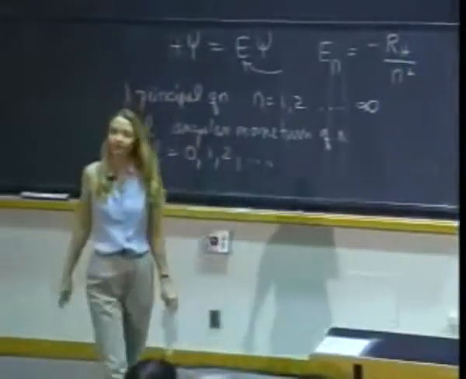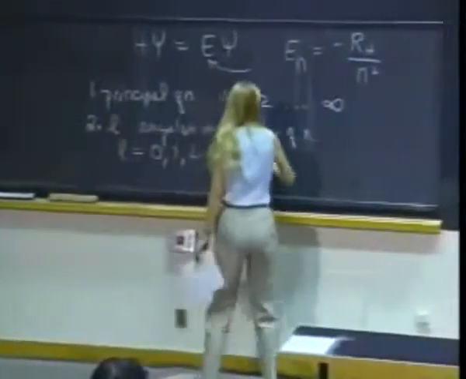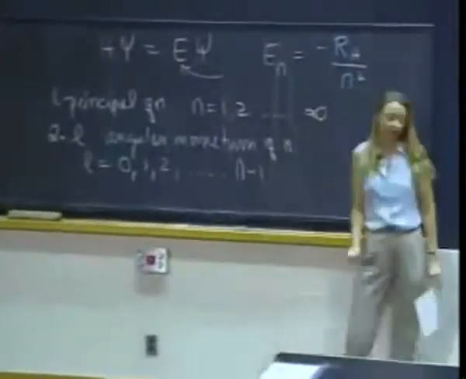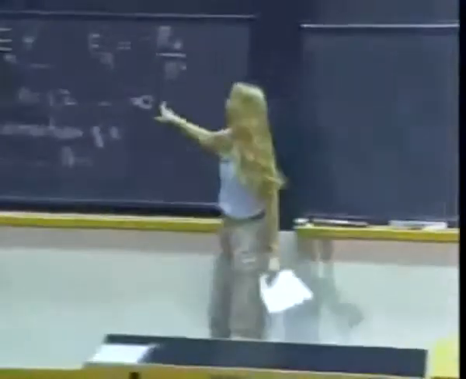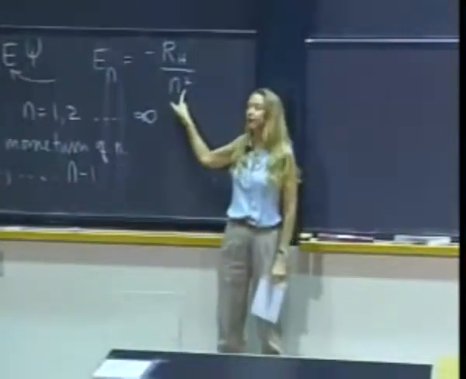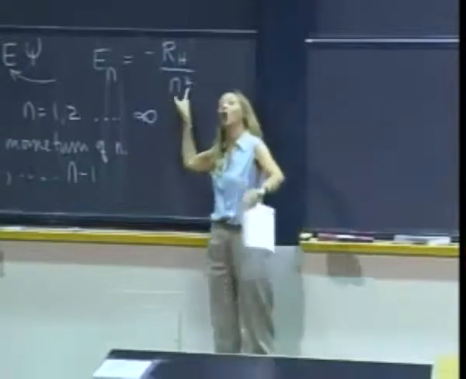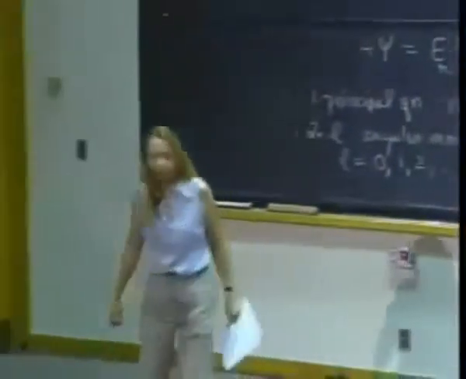But it's got a limit. The limit is n minus 1. So L can never be larger than n minus 1. It's tied to the principal quantum number. Why is it tied to the principal quantum number? Well, notice that only the principal quantum number tells you about the binding energy. It tells you about the total energy of this electron interacting with the nucleus.